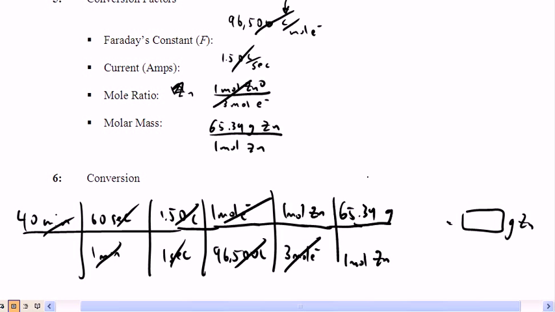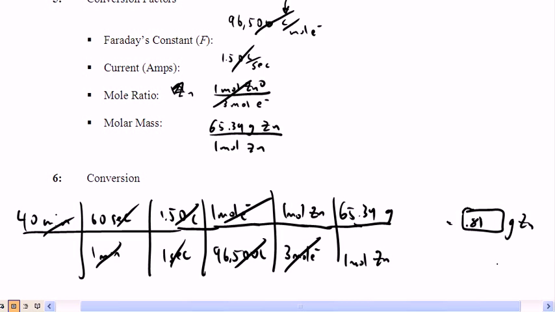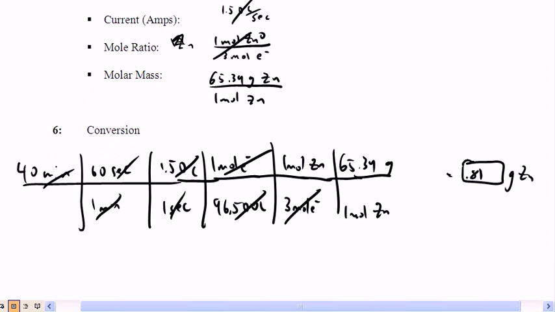So we're going to do this calculation, and we're going to take 40 times 60 times 1.5 divided by 96500 divided by 3 times 65.39, and that equals 0.81 grams. Now, if I'm off here, I apologize. I'm using a serious ghetto calculator right now. But if your setup is like mine, you guys are fine.